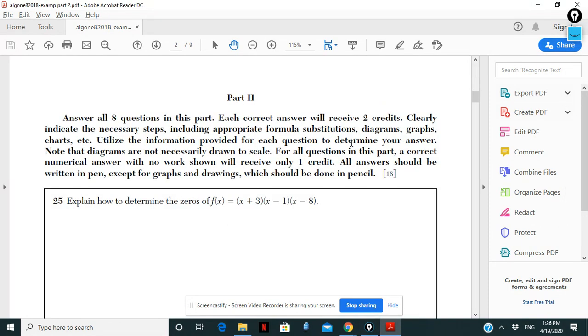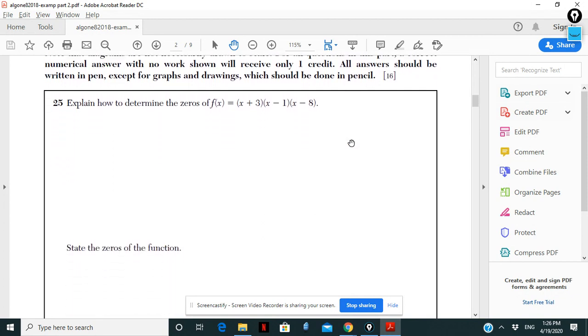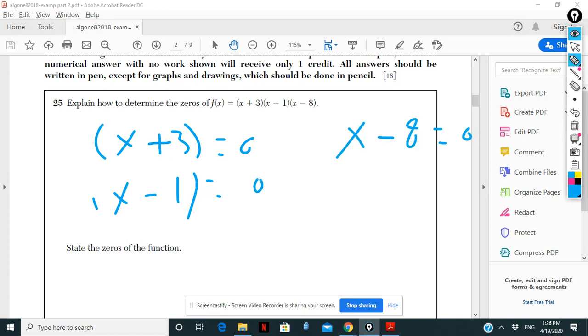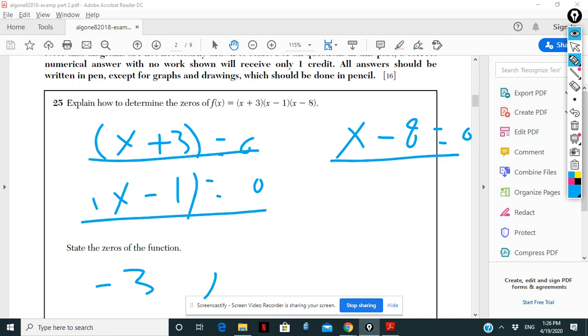And we are doing part 2. Question number 25. Explain how to determine the zeros for that function. To determine the zero value, I have to make every parentheses equal to 0. Now, this is a 0, so -3 for the first one. So I solved each equation. And for the second one is 1, and for the last one is 8.